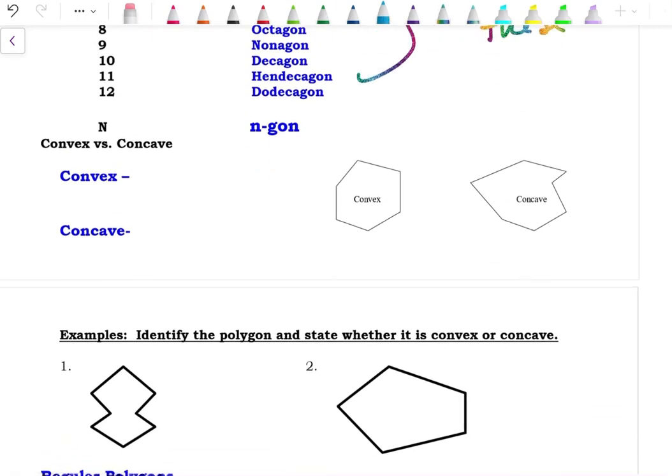Next we have convex and concave. Convex means it has no dips, and I'll explain what that means in a second. And concave means it has a dip or more than one. Here's an example of a convex polygon. You can see that all of the sides intersect at the corners, and all of the sides kind of point out, out of the polygon.